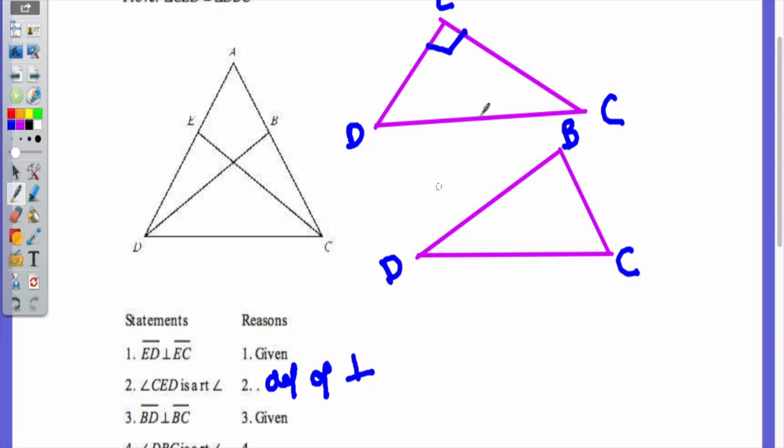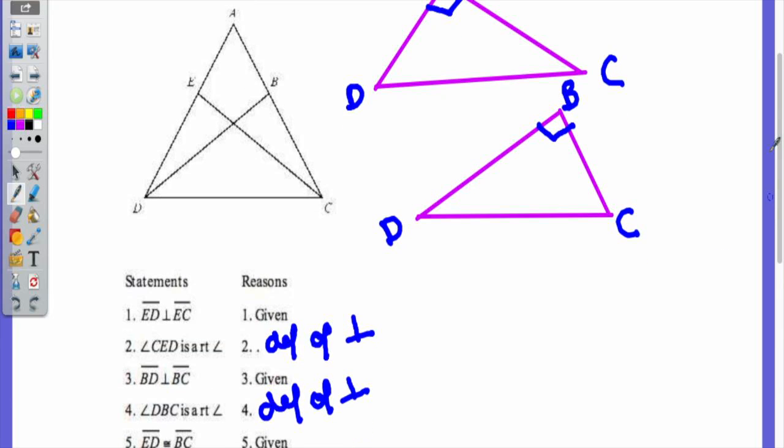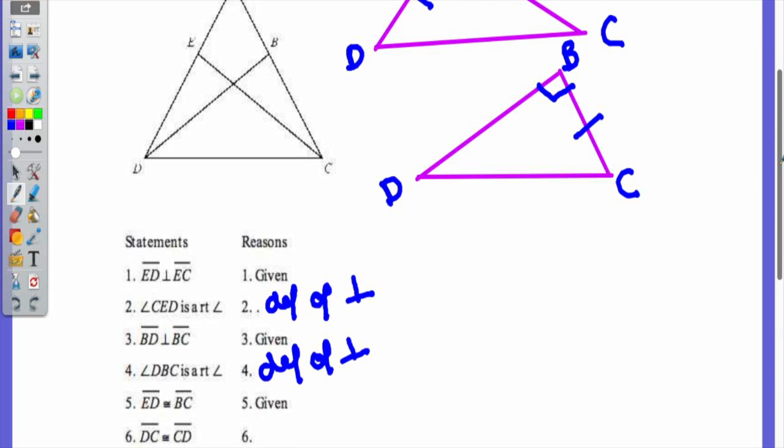Okay? BD is perpendicular to BC, so I create another right angle. That's definition of perpendicular, but if you put definition of right angle, I'm going to accept it. Now, they tell me that ED is congruent to BC. And that's a given. I now mark that on my drawing. Okay? Now, I need one more step.